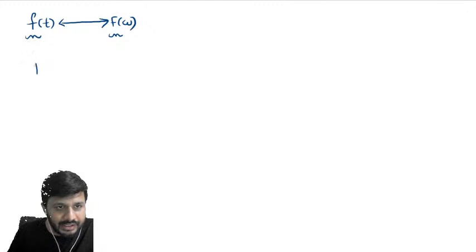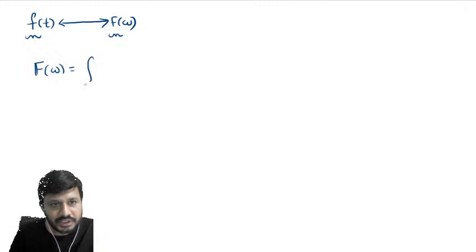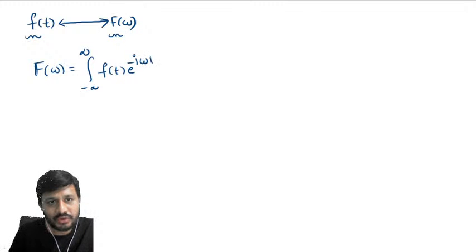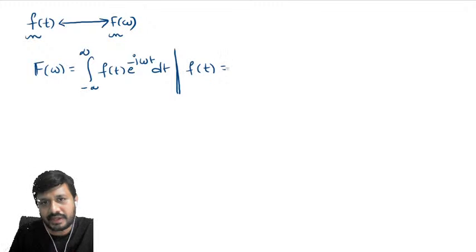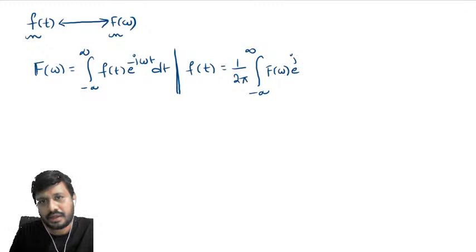You can calculate the Fourier transform F(ω) by making use of this expression: integral from minus infinity to infinity of f(t) e^(-jωt) dt. First, let you know some concepts, and after that we'll jump to the problem. Now, given the transform, you can get back to the signal by using the inverse Fourier transform, with this expression: 1/2π integral of F(ω) e^(jωt) dω.